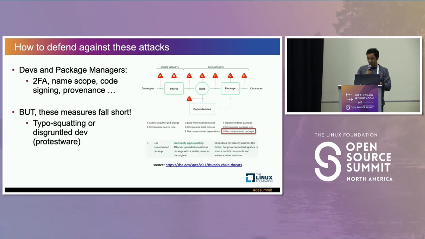This figure is from SLSA, a supply chain security framework from Google, and it says that the SLSA framework cannot protect against compromised packages. So we need additional security measures, or we must thoroughly analyze the code that we are using, especially if it's untrusted third party. However, this is easier said than done, because every package can have hundreds or thousands of transitive dependencies, and reviewing everything manually is just infeasible.